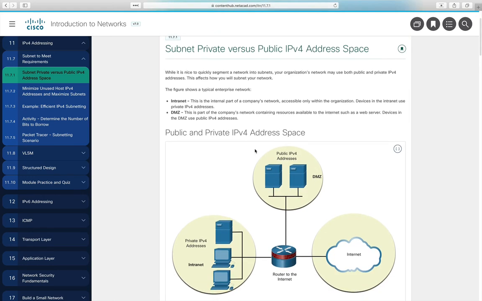So a couple of things they're talking about is you have an intranet. That's typically defined as an internal part of a company's network. Although not necessarily a great fit, an intranet could also be considered, for example, your home. Another term that I don't know that we talked about is DMZ, a demilitarized zone.